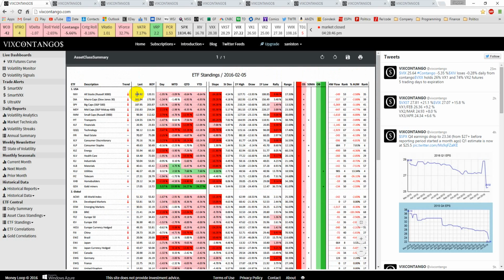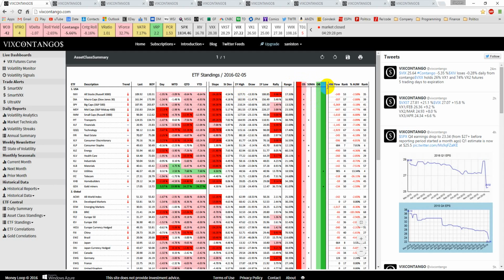Here, this is the last closing value. This is the beginning of the year value, and this is the daily return, the month-to-date return, the quarter-to-date return, and the year-to-date return. This value here is the slope of the 50-day moving average, and this is the standard deviation of the 50-day moving average. This column contains the 1-year high for this ETF, and this is the drawdown from this 1-year high. This is the 1-year low for this ETF, and this is the rally from that 1-year low. The range is simply the difference between the 1-year high and the 1-year low. It tells you how far this index has traveled over the past year.